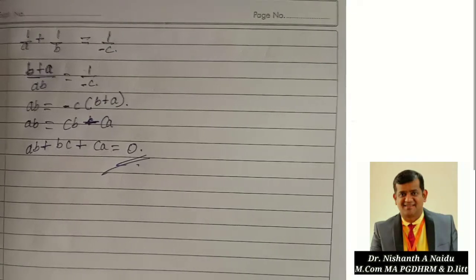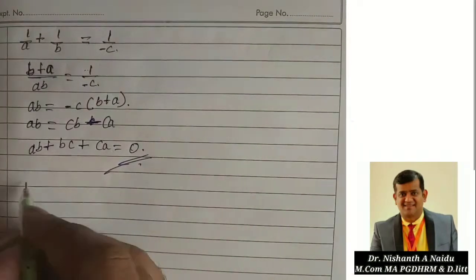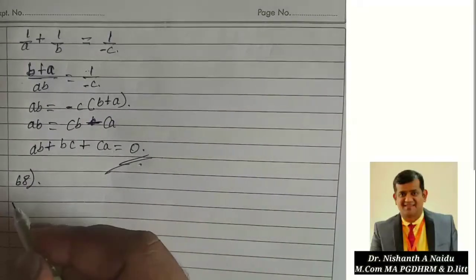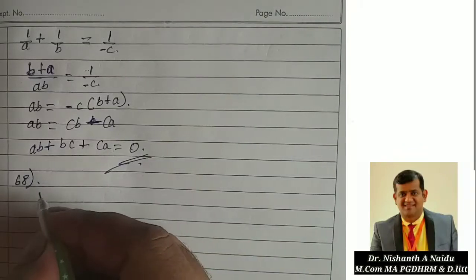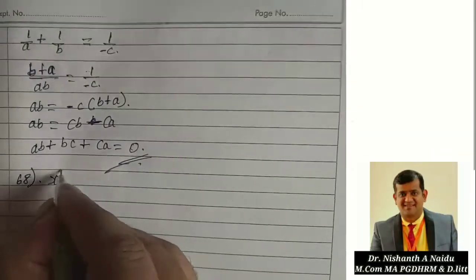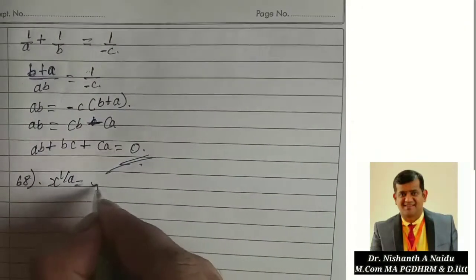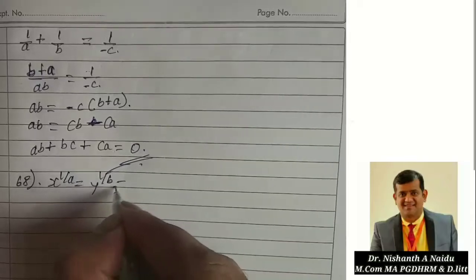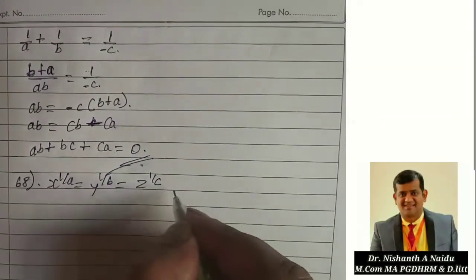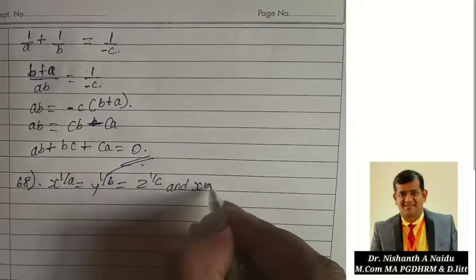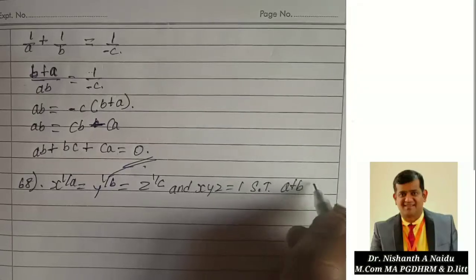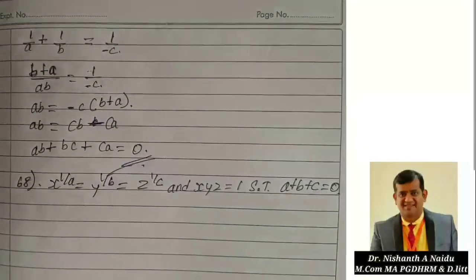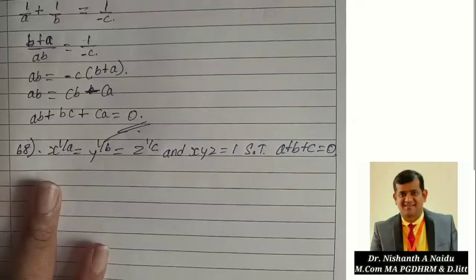Fine. So let us move further for the next illustration, problem number 68. That is x to the power of 1 by a equals y to the power of 1 by b equals z to the power of 1 by c, and xyz equals 1. So show that a plus b plus c equals 0.